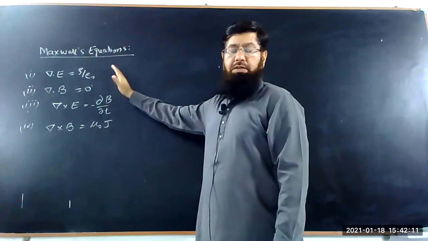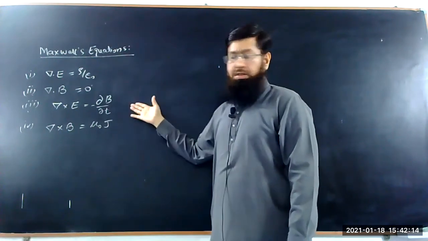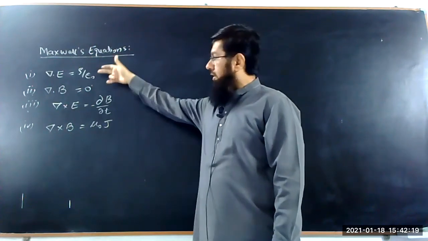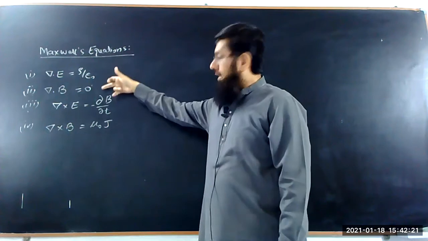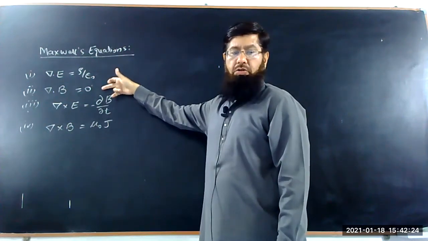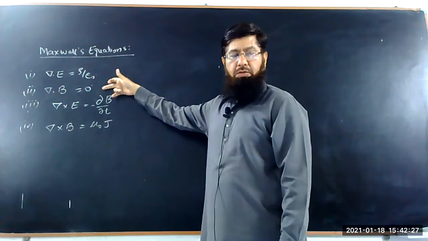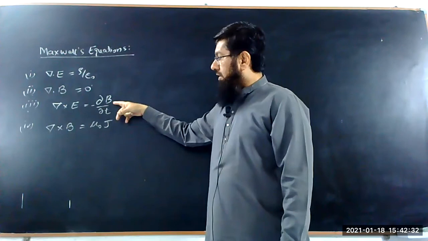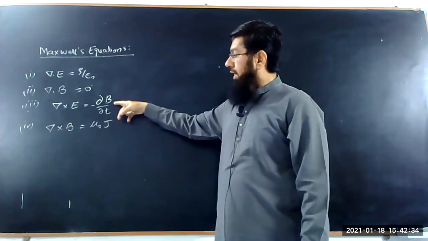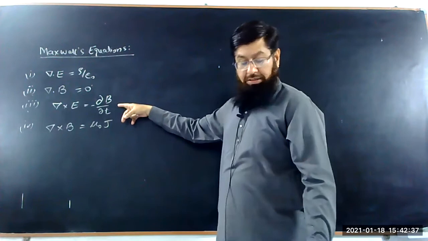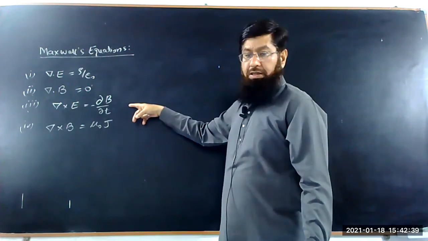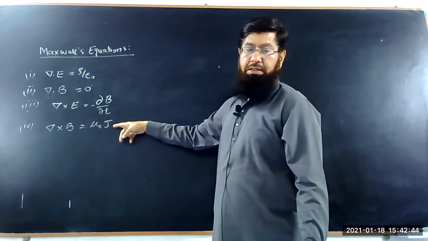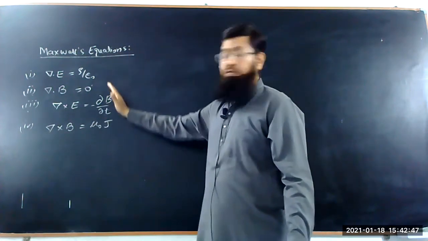The significance of these equations which we have discussed in our last lecture: this divergence of E, which is rho upon epsilon naught, is known as Gauss's law. This divergence of B is equal to 0 indicates that the magnetic monopole does not exist. This curl of E, which is minus dB over dt, is known as Faraday's law of electromagnetic induction, and this curl of B is known as Ampere's law. So these are basically the four laws.